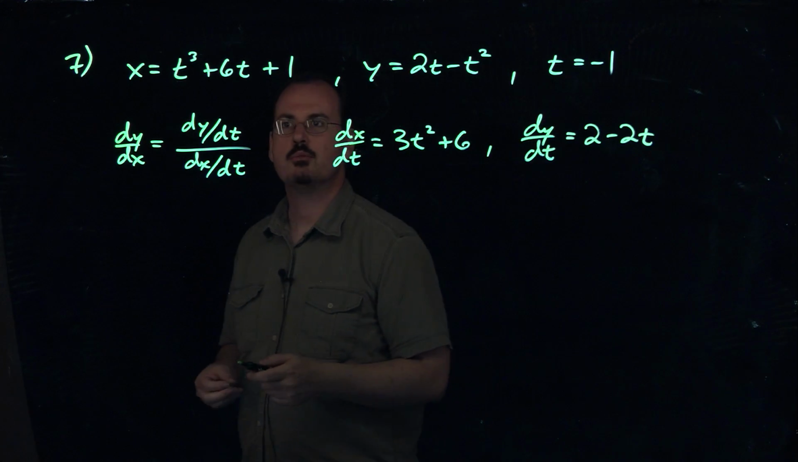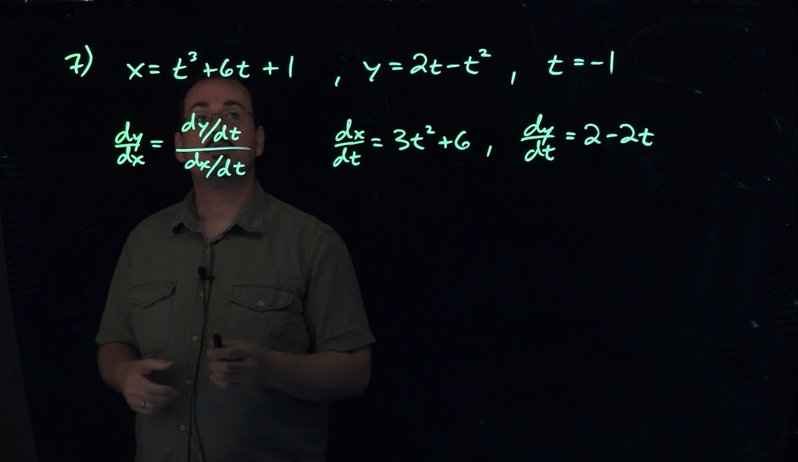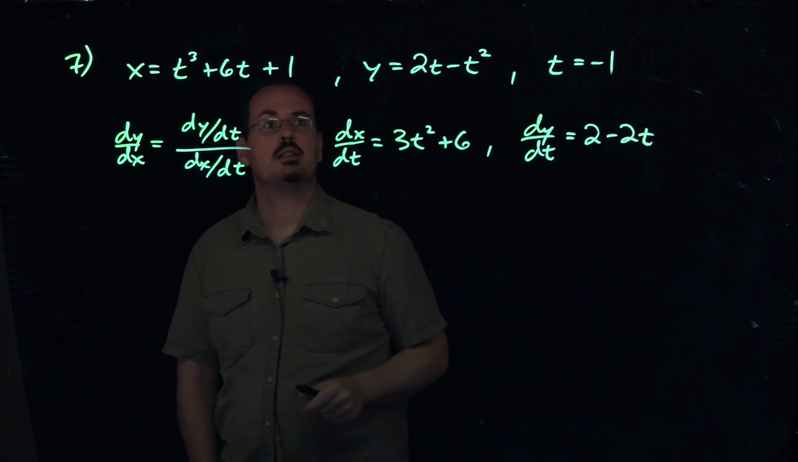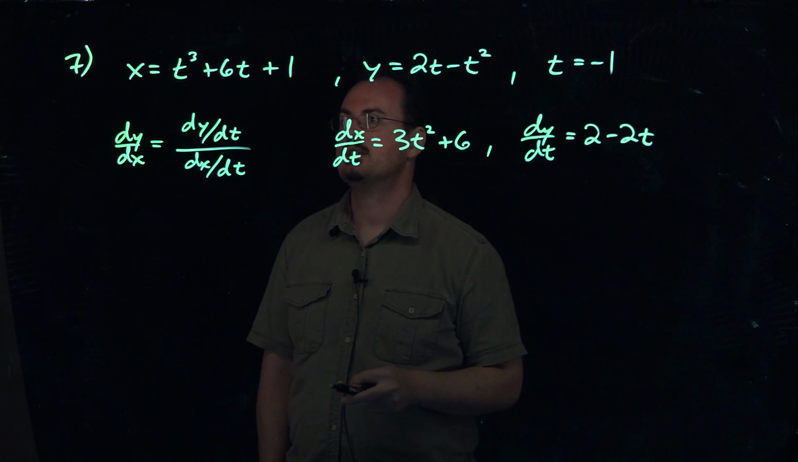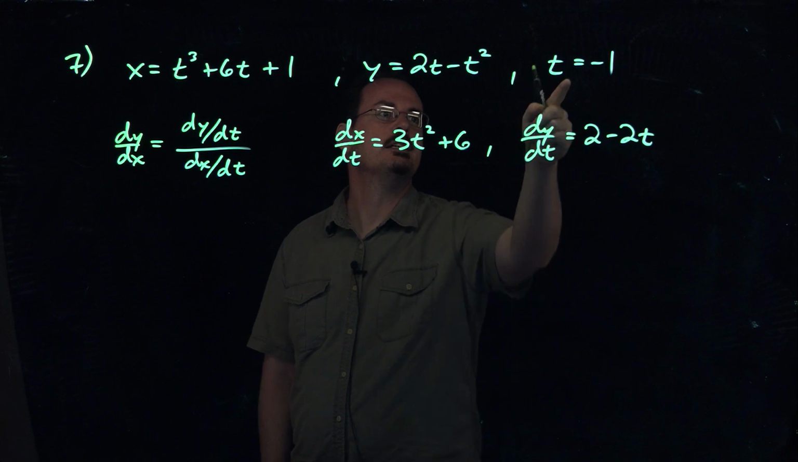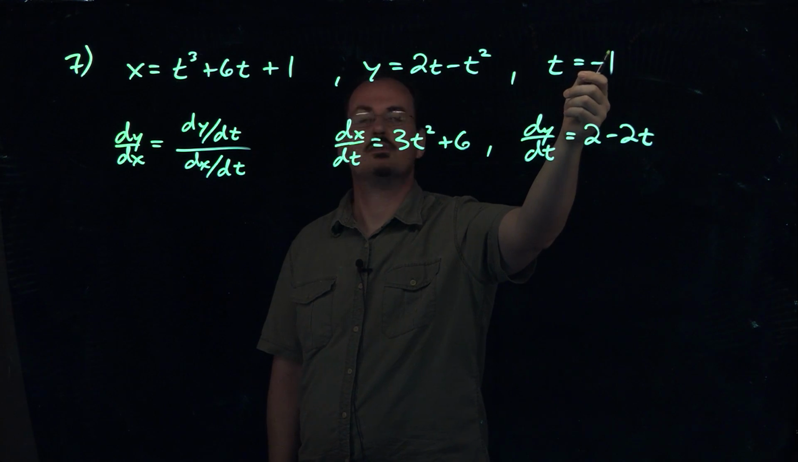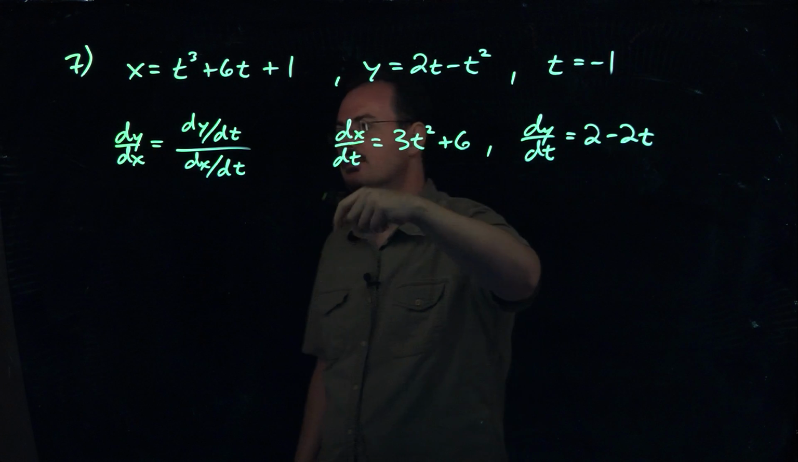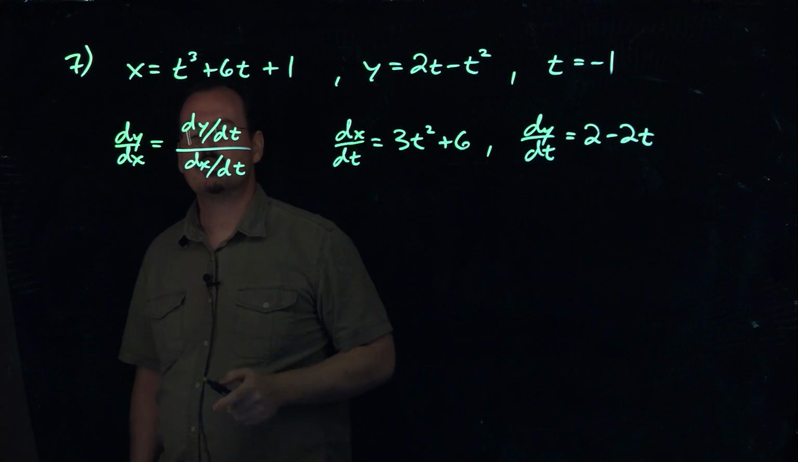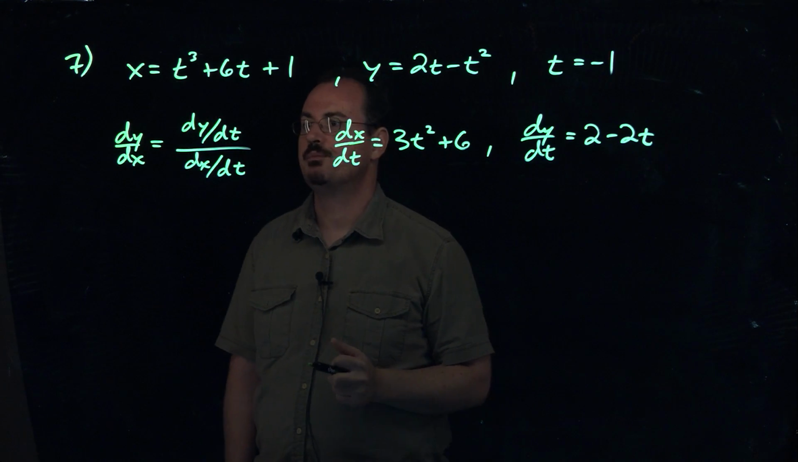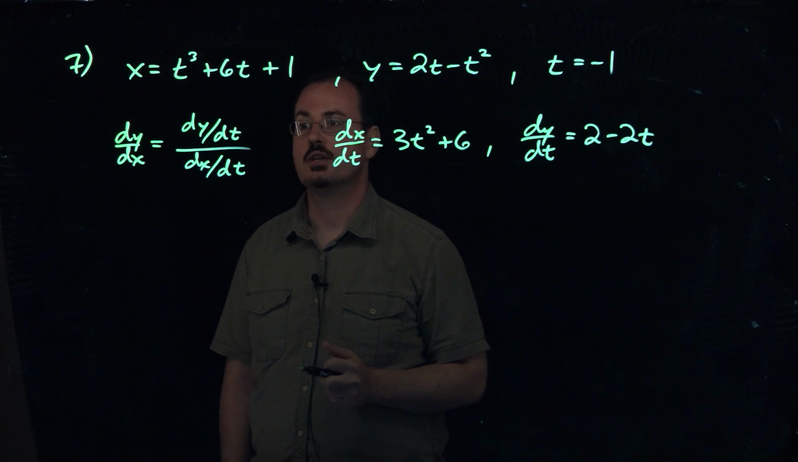Doing problem 7 from practice exam 2. So we're given parametrically defined equations. We're asked to find the slope of the tangent line when t is equal to -1. So we just have to remember our formula for finding the derivative dy/dx for a parametrically defined function.